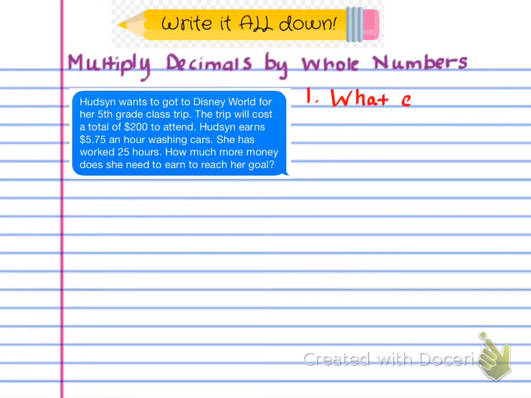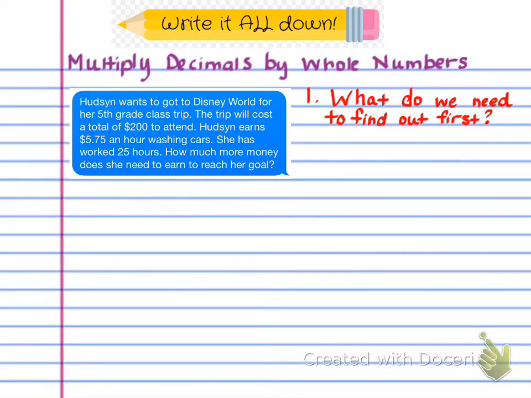All right, so the first thing that you want to see here is the problem that I've written down. You do want to write the problem. I know it's a little long. You want to write the problem and then also the steps out to the side. So it says Hudson wants to go to Disney World for her 5th grade class trip. The trip will cost a total of $200 to attend. Hudson earns $5.75 an hour washing cars. She has worked 25 hours. How much more money does she need to reach her goal?